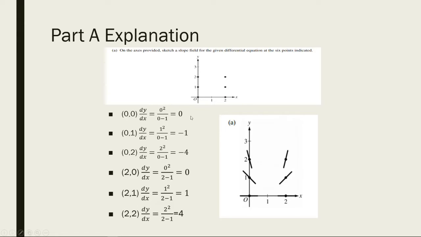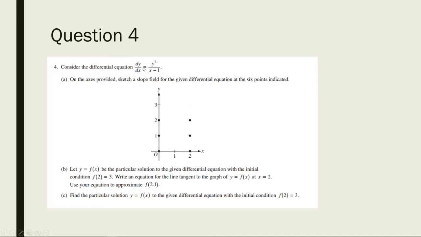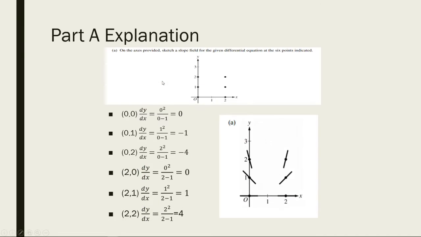So for part A, we see that we're given these 6 points, and referring back to the last slide, we're given the slope equation, which is just dy/dx equals y squared over x minus 1. If we take these 6 points, we can plug those numbers into the dy/dx to get the slopes at those points. Once we plug them all in, we can get the slopes and plot it on a graph like this, and it should look something like that.